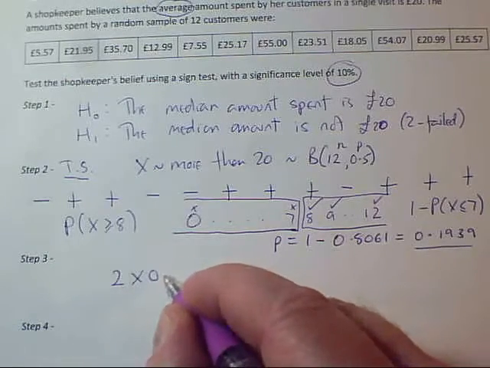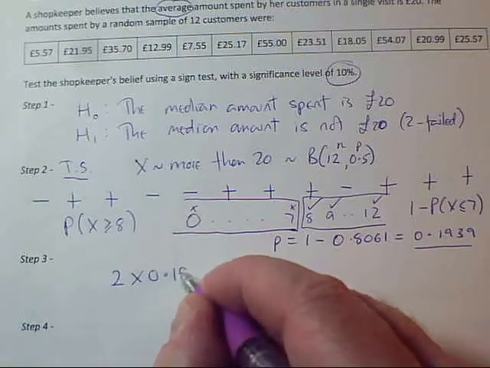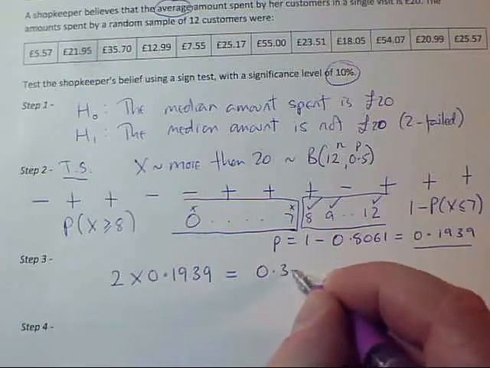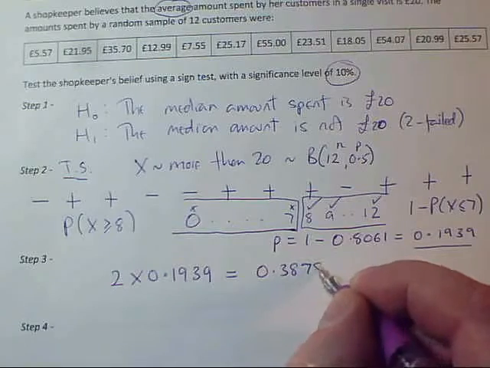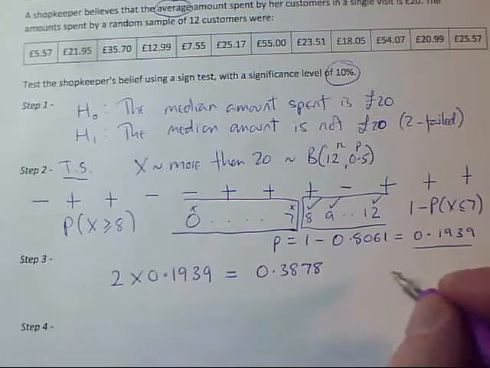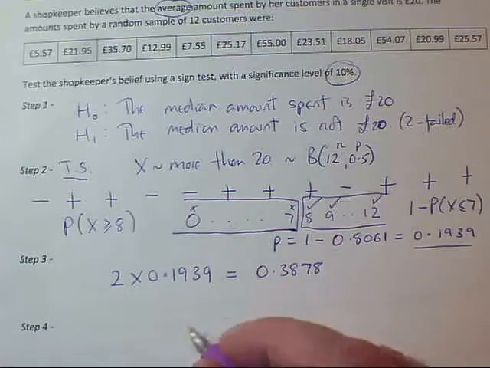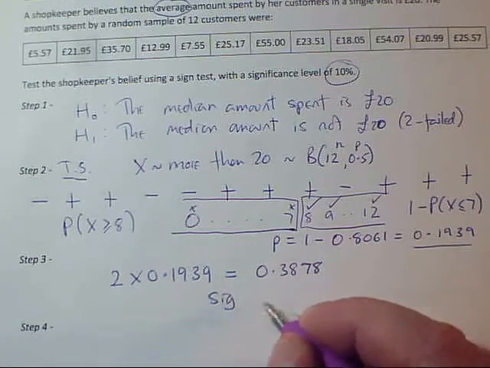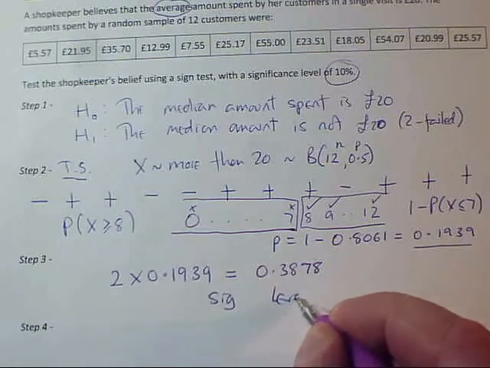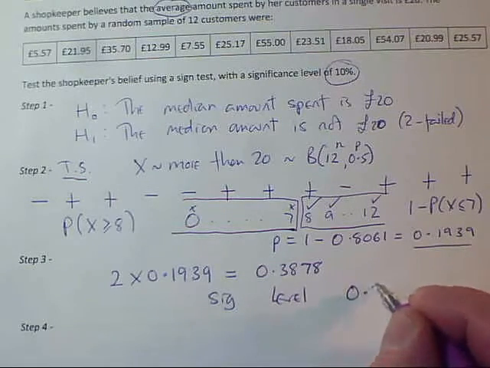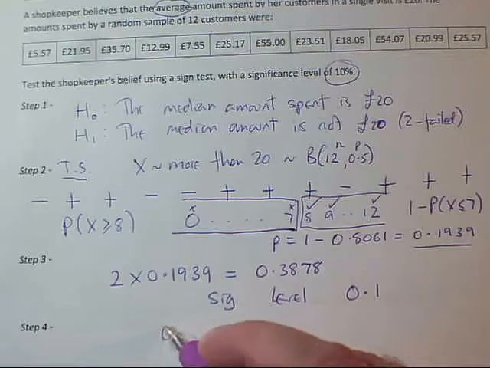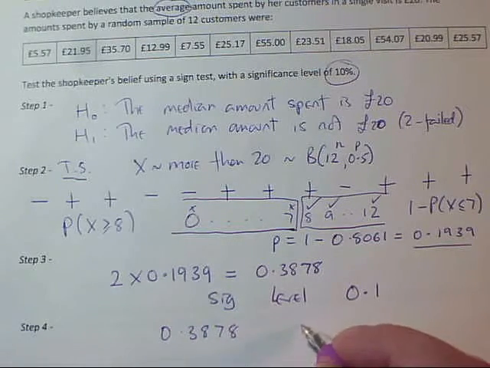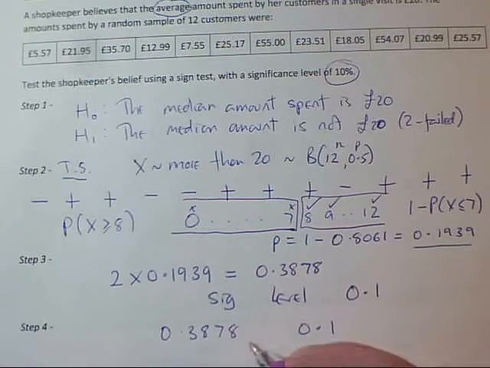So I need to look at 2 times 0.1939, and that equals 0.3878. And that I need to compare with my critical value, my significance level, which is a 10% one, so that's 0.1. So the comparison I need to do is 0.3878 against 0.1, and it's greater.